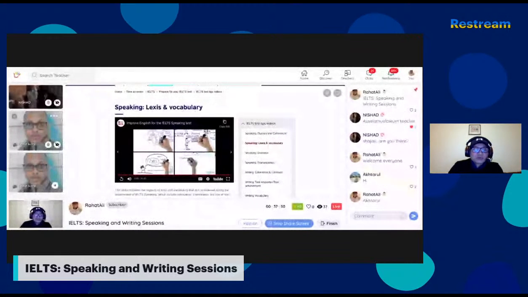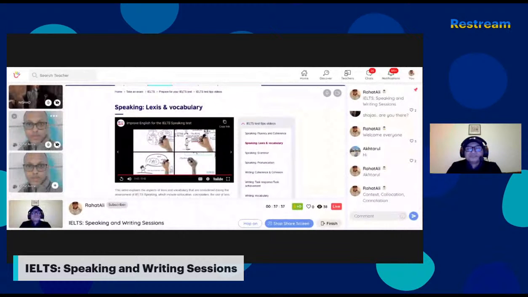Context, then collocation, and connotation. Did you notice that? These three words they have used. Depending on the context, one word may have different meanings. Let me give you a good example, like this word off. This could be a preposition, an adverb, a noun, or an adjective. Only when we know how to use it correctly is it used correctly.